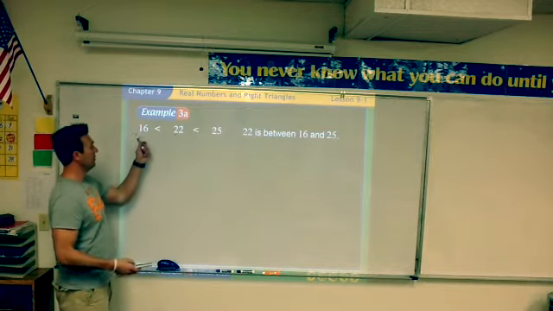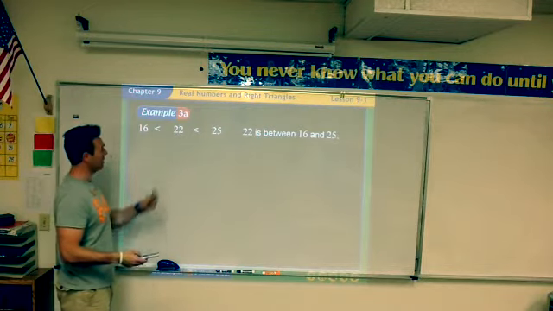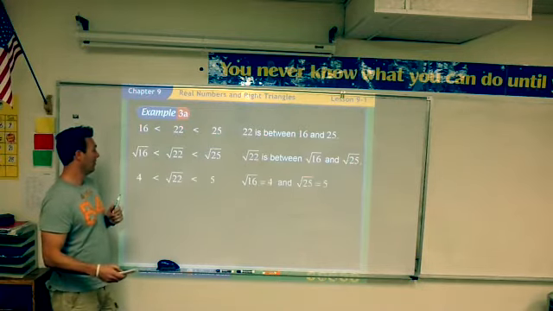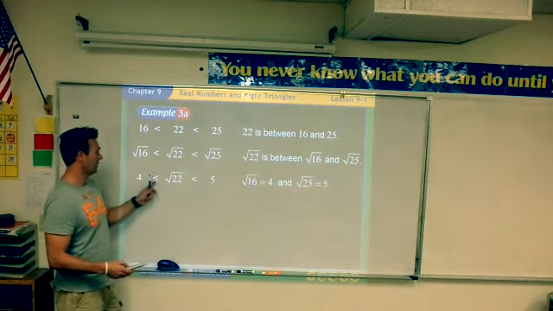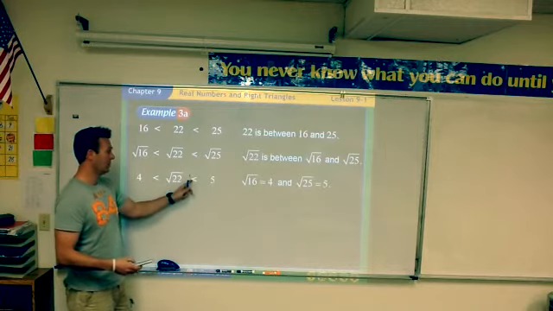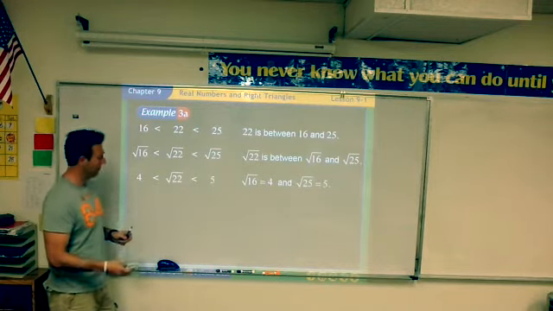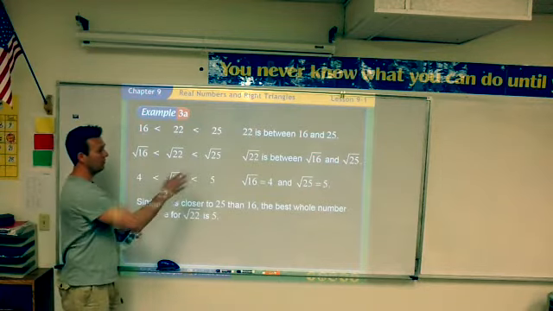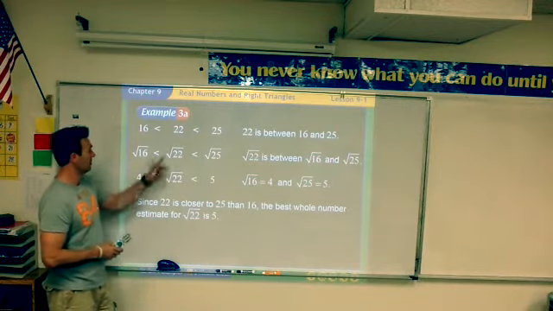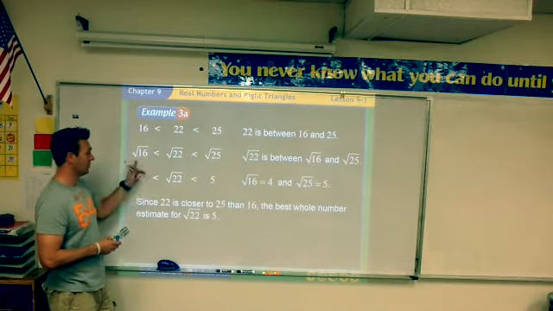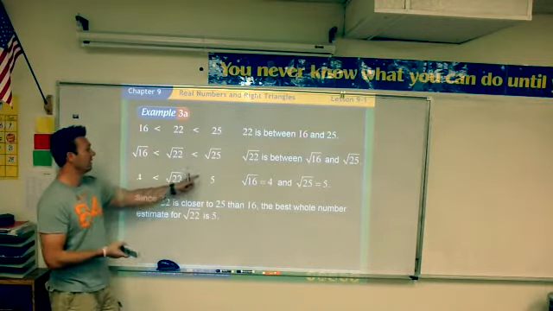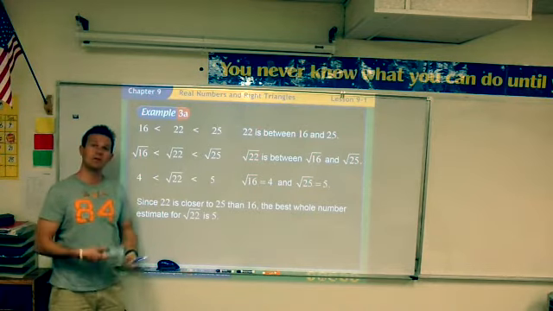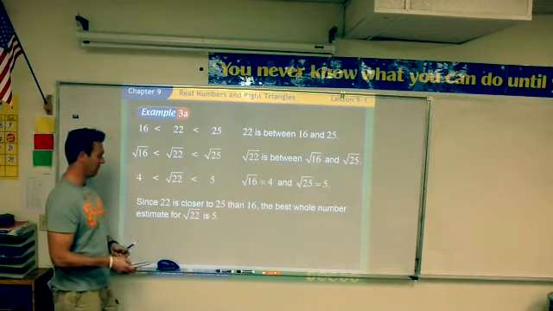So, since 22 is between 16 and 25, we know the answer is going to lie somewhere between them. And when we find this, we have 4 is less than the square root of 22, which is also less than the number 5. Now you have to ask yourself, which one is it closer to? Is 22 closer to 25, or is it closer to 16? And obviously, it's closer to 25, right? So the estimate for the square root of 22, the answer would be 5.